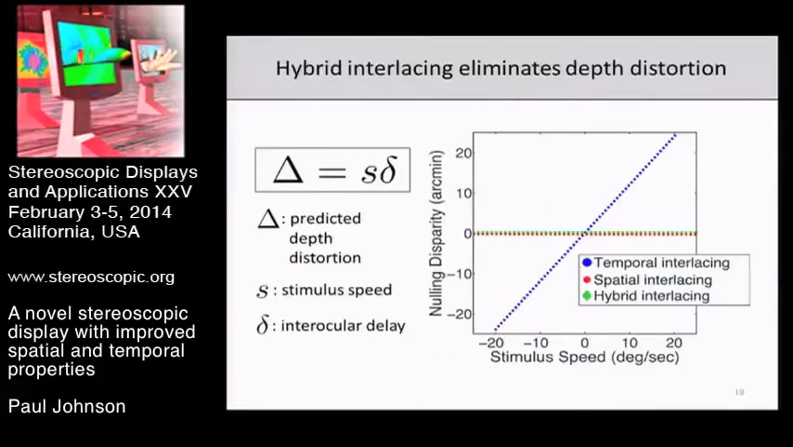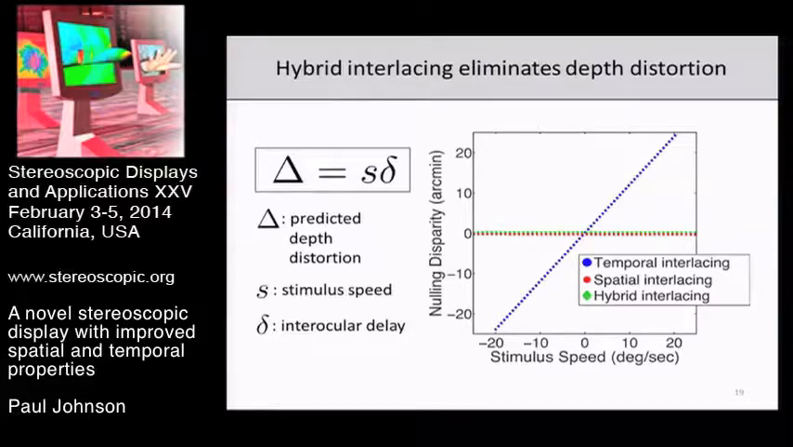So in this method, this nulling disparity becomes a quantitative measure of how much depth distortion is happening in a particular display. And if we plot that nulling disparity as a function of the speed of the stimulus, here are our predictions. These predictions are based on this equation on the left, and it's based purely on the speed of the stimulus and the intraocular delay, basically the delay between the left and right eye views. For temporal interlacing, we see this diagonal line, a function of the speed of the stimulus, because the intraocular delay is non-zero. Whereas for the spatial and the hybrid interlacing techniques, the intraocular delay is effectively zero because we're presenting content simultaneously.